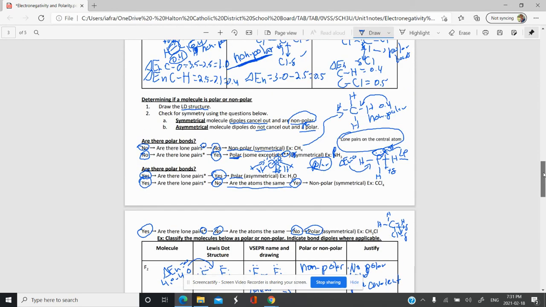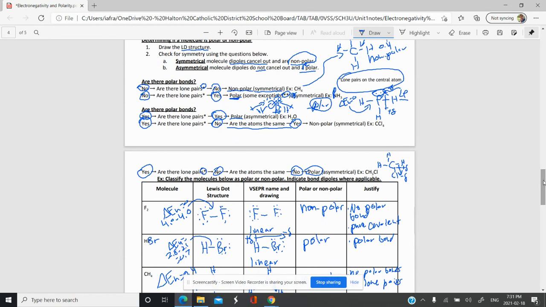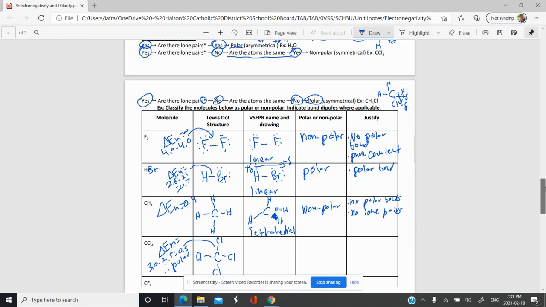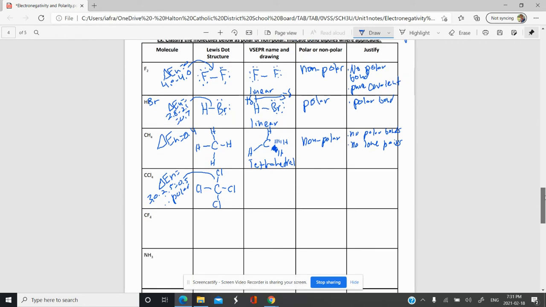So are there polar bonds? Yes. Are there lone pairs? No. Are the atoms the same? So if we say yes, they are, then this is symmetrical. The dipoles cancel out, and so it's non-polar. So it is, I should add here, therefore symmetrical.